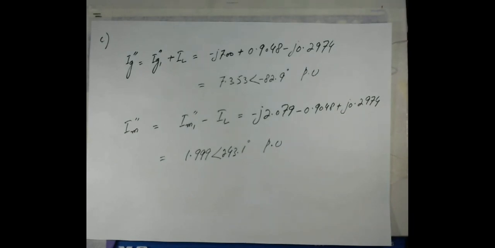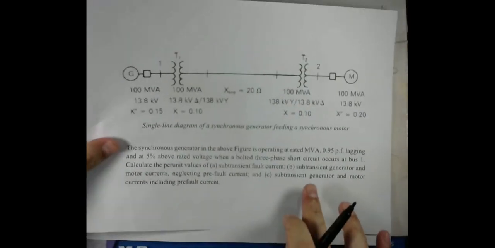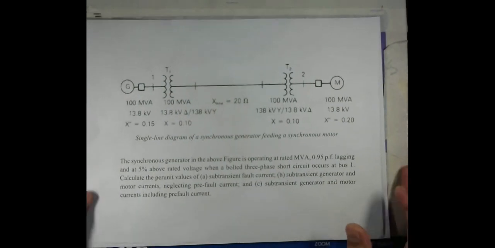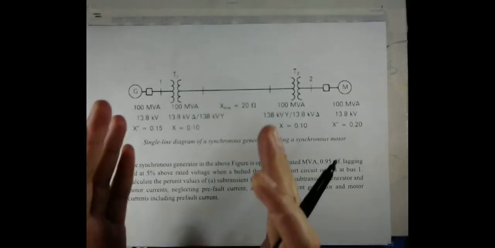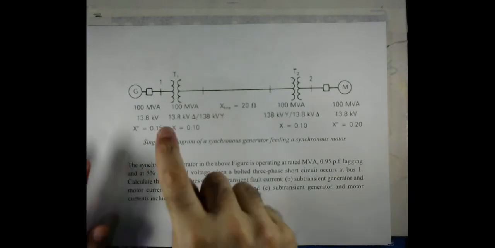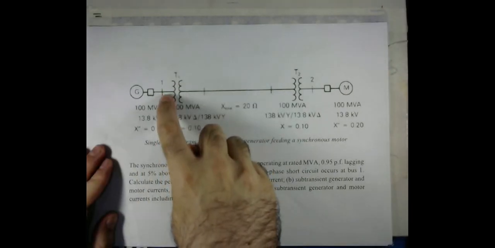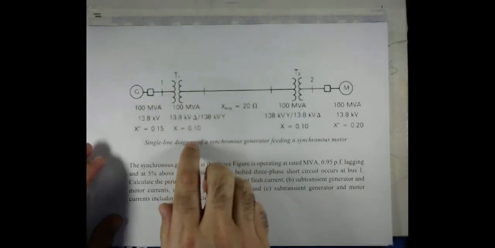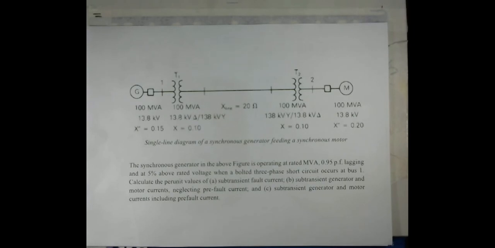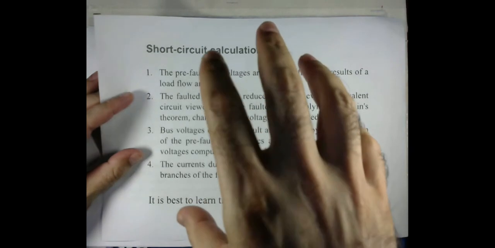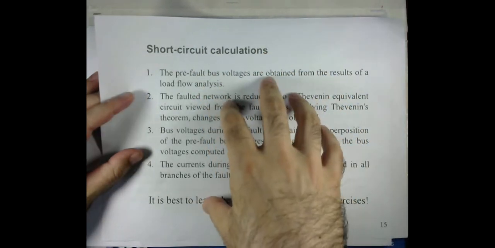So now we have also performed the last task that was related to finding the generator and motor sub-transient currents, including the pre-fault current. So now we have solved this particular network when we considered that a three-phase bolted type fault appears at bus number 1. Now let me once again repeat all those steps. We have even performed the calculation according to these steps.